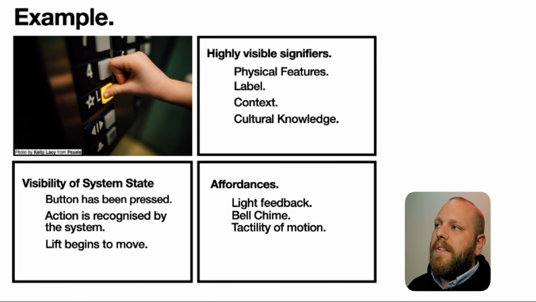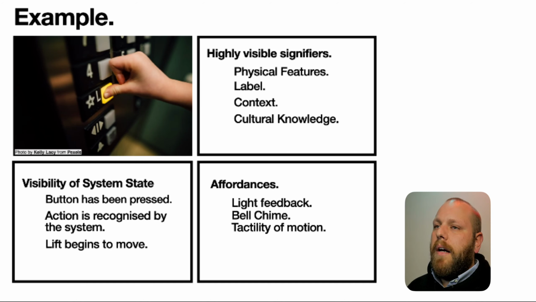So this is a simple example of breaking down an interaction with a very simple button into its subset components, where we have visible signifiers, affordances, and how that leads to a visibility of system state. Now, obviously, in all of our designs, we're trying to achieve visibility of system state. Visibility is an extremely important component of getting a design right.